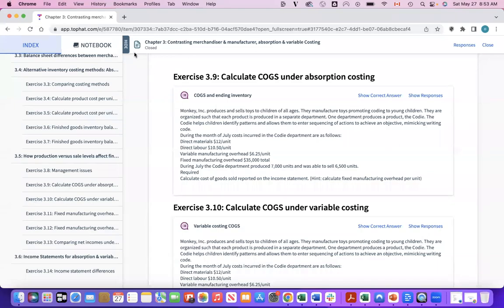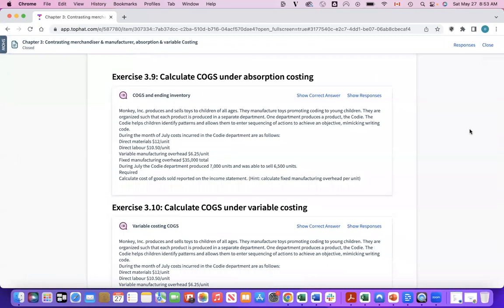Now we're going to look at exercises 3.9 through 3.12 since they're based off of the same question stem and data. And again, what we're doing here is comparing and contrasting absorption costing to variable costing. Exercise 3.9 and 3.10, we're going to calculate cost of goods sold under absorption costing first and then variable costing.